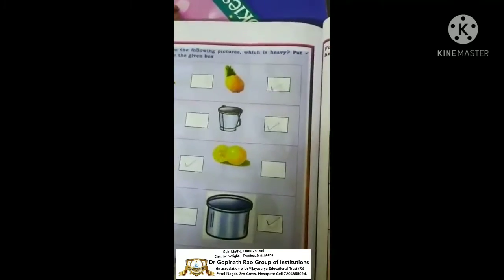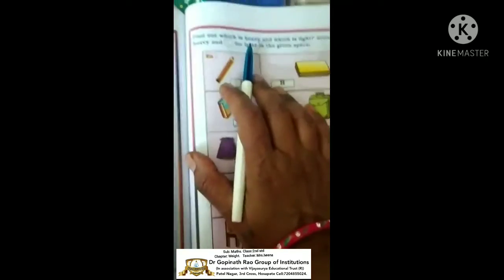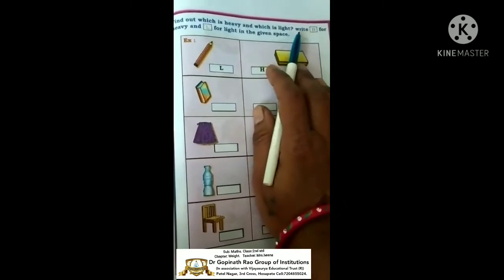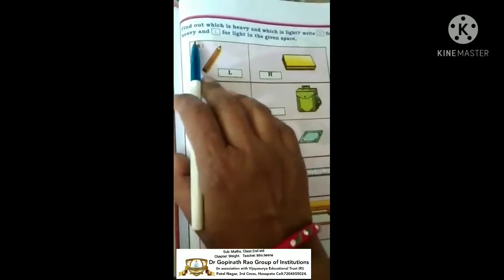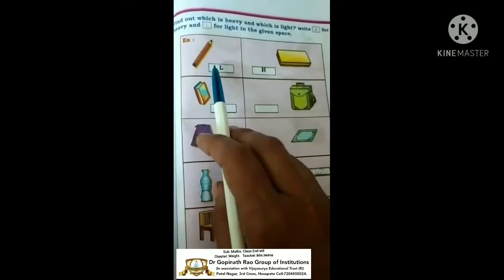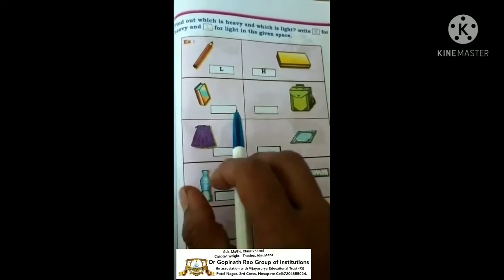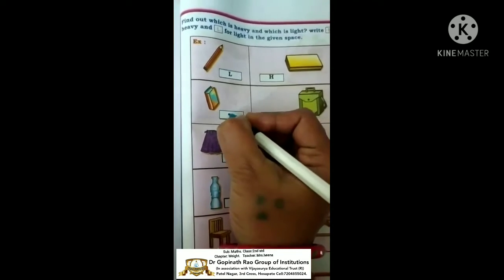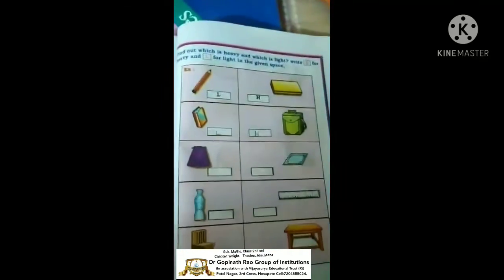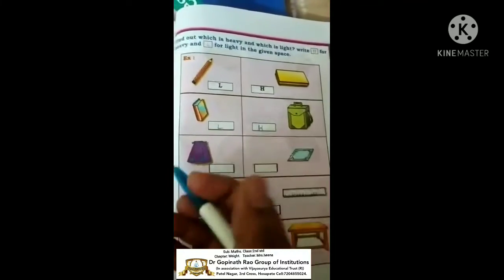Before doing the above activity, let's compare the weights of different things by holding them in our hands. You have to find out which is heavy and which is light. Write H for heavy objects and L for light objects. A pencil is light and a book is heavy. A bag is heavy. One book you can hold easily, but the bag is heavy to hold.